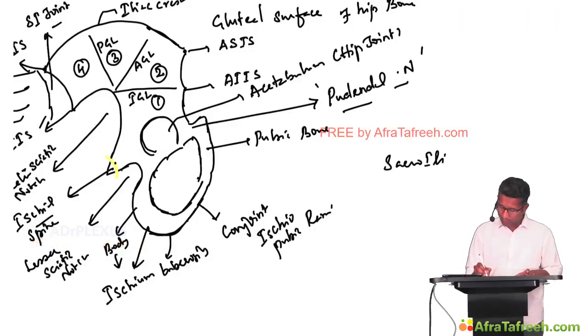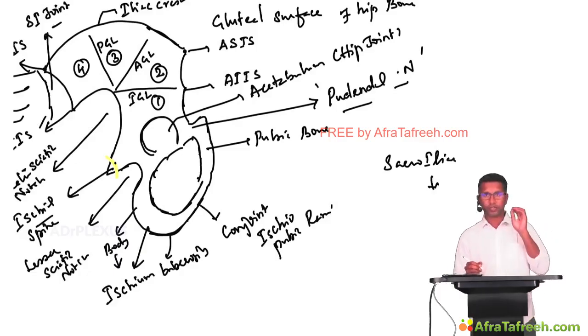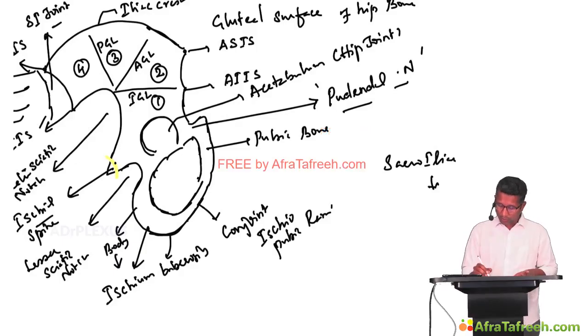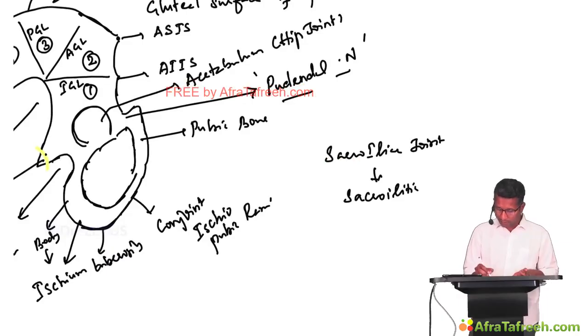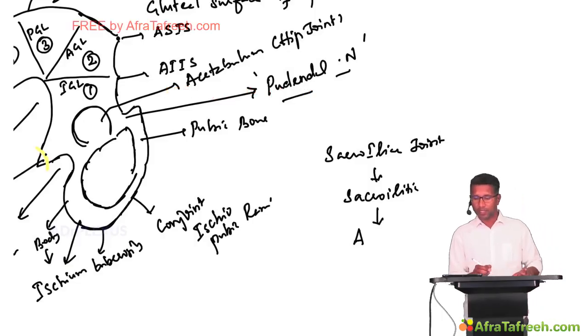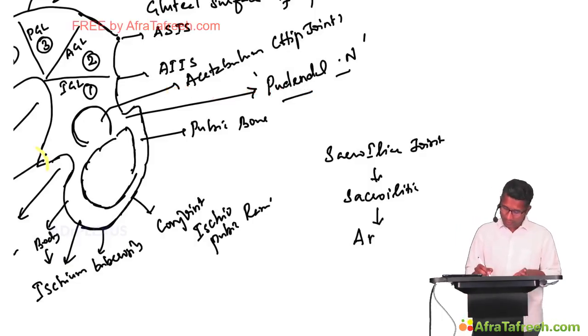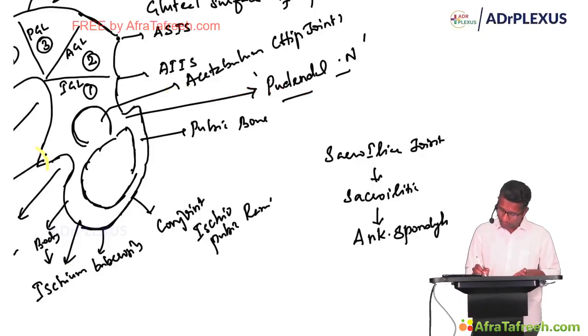If I talk about the sacroiliac joint, the only one thing which strikes me is that sacroiliac joint inflammation results in sacroiliitis. Sacroiliitis happens in one common condition that starts with the letter A. Very good, it is seen in ankylosing spondylitis.